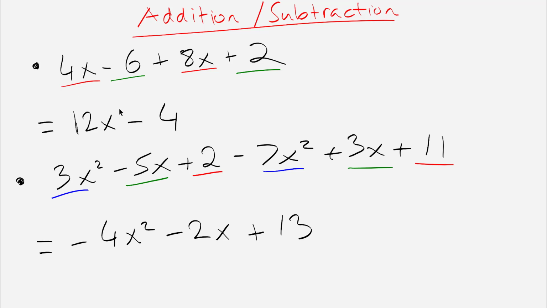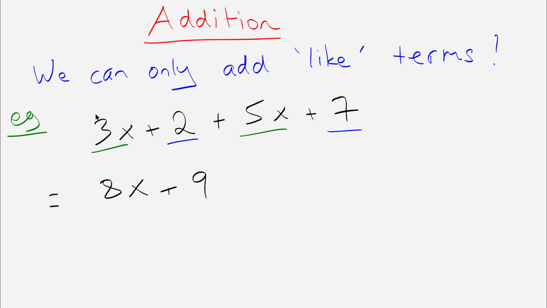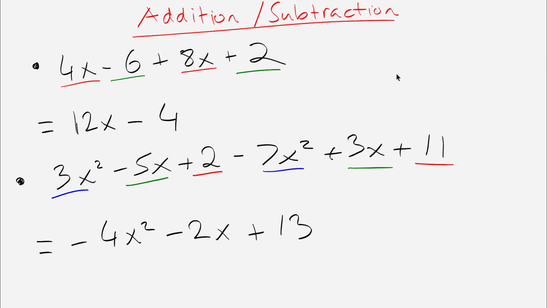So adding and subtracting in algebra is fairly straightforward once you remember that we can only add like terms. All right, so if the terms are similar to each other, we can add them. So we can add x squareds to x squareds, x's to x's, numbers to numbers, and so on.